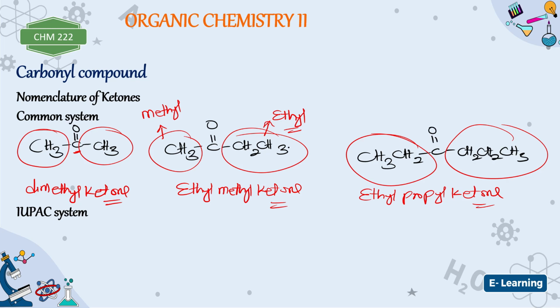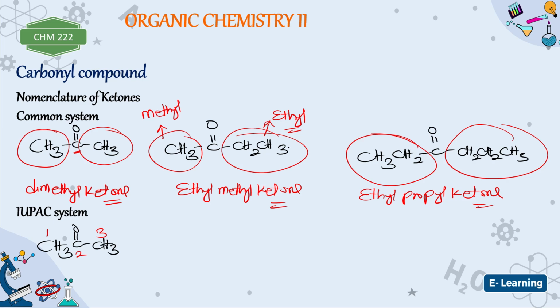Now, for the IUPAC name, what you normally do is to number in such a way that the carbonyl group has the lowest numbering. Is that okay? So we are also going to name all these using the IUPAC nomenclature. How do we do that? You say CH3, COCH3. Our numbering will be 1 here, 2 here, 3 here. So what do you think is the name of this compound?